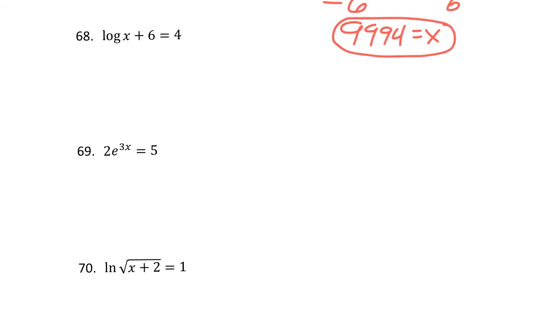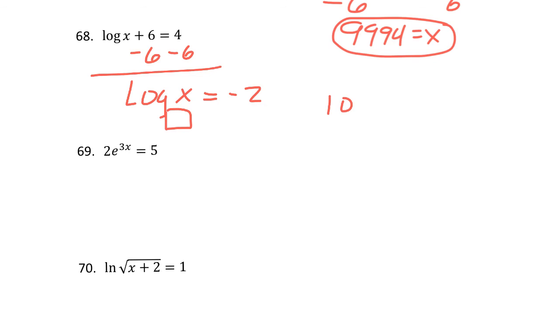Number 68 looks a little similar to that last problem, but it really is kind of different. I've got to get the log alone, so I have log of x equals -2, and then I can turn it into an exponential. The base here is understood to be 10, so 10 to the -2nd equals x, and 10 to the -2nd equals 100th or 1/100, depending on how you write it, doesn't matter.